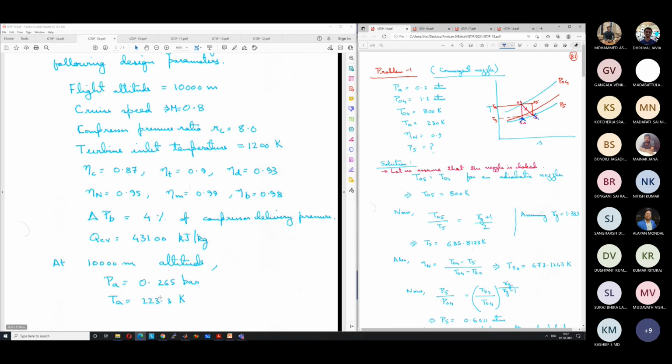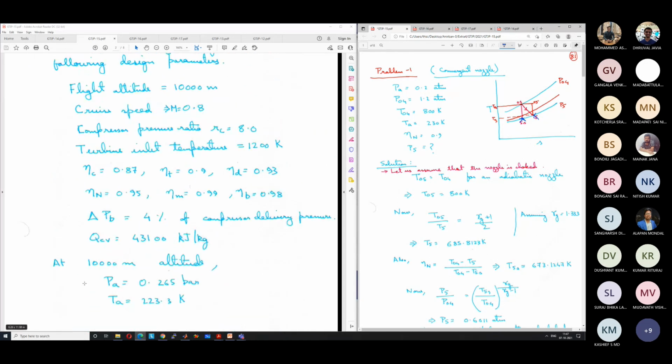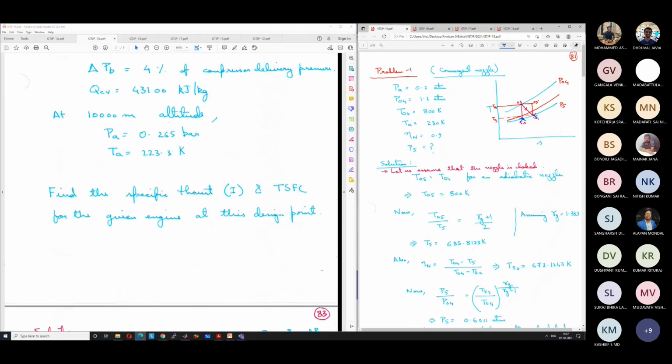So we want to design the engine, basically. So we want to find out the characteristics of the engine. So what are the characteristics? The specific thrust. What is specific thrust? If you remember, we have discussed thrust per unit mass flow rate of air.